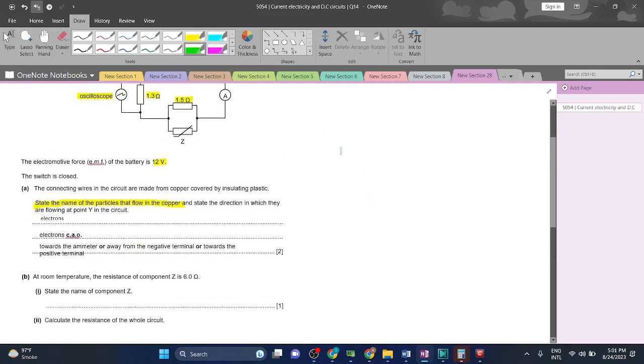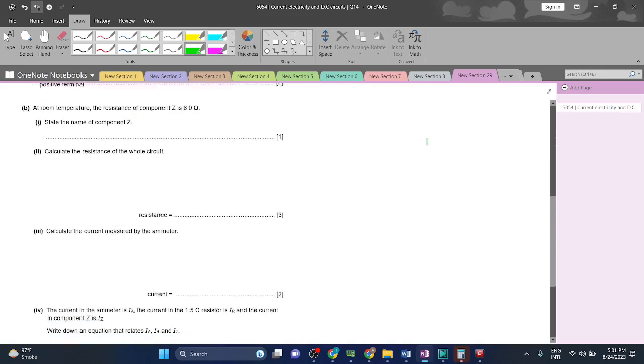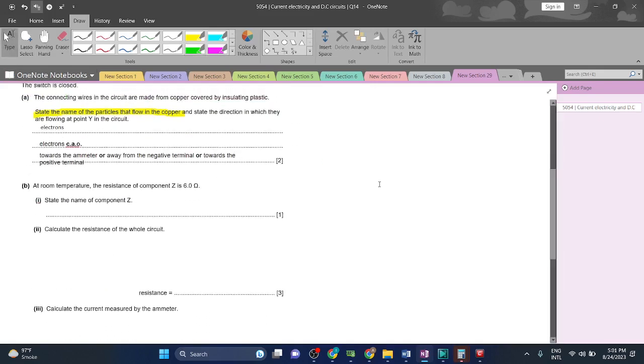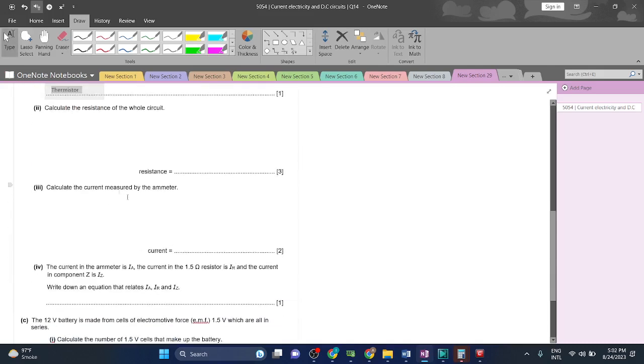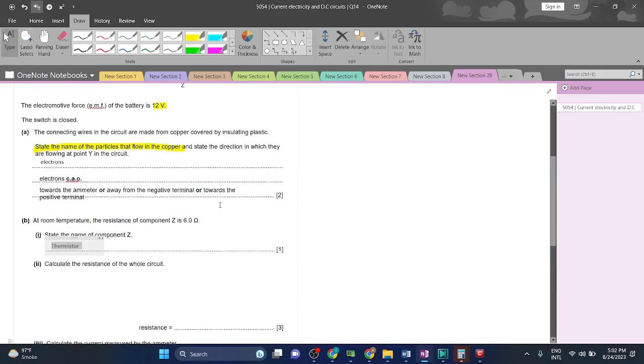और अगर आपको कोई resistor दिखे which looks something like this, right? It is gonna be a thermistor. You have to remember that. So yeah, thermistor.